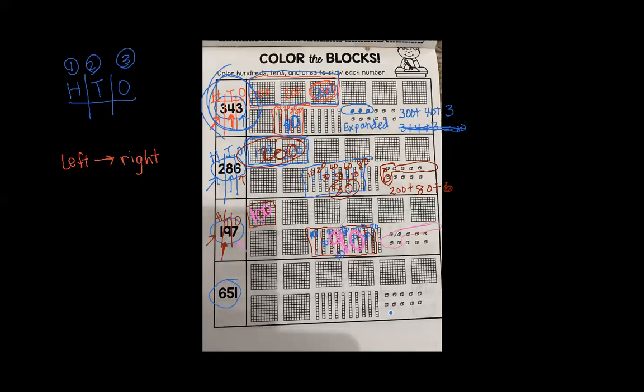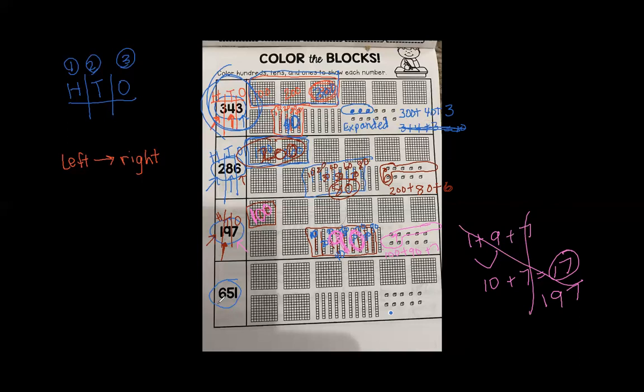Circle 7 ones. Now, to write that in expanded form, I write the value of the hundreds place, which is 100, plus the value of the tens place, which is 90, plus the value of the ones place, which is 7. 100 plus 90 plus 7. Remember, you're not going to write 1 plus 9 plus 7. 1 plus 9 is 10. 10 plus 7 is 17. Is 17 the same as 197? No. That's why you're writing the value of each digit.